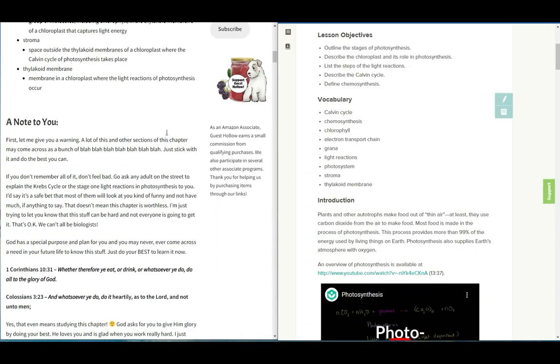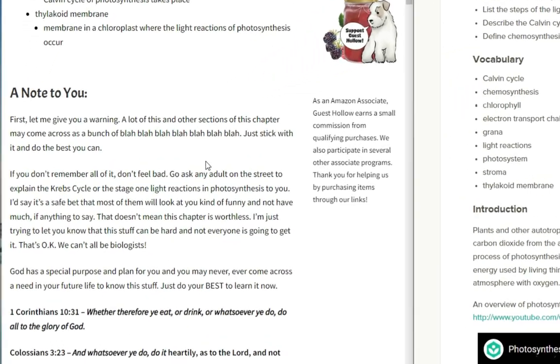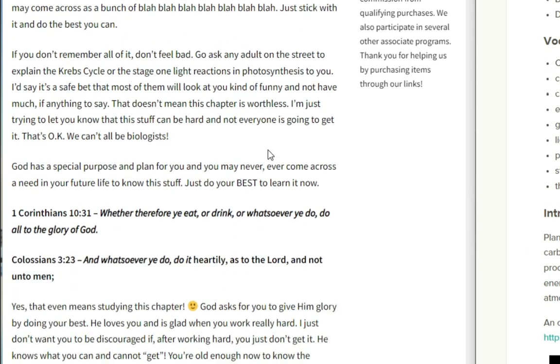That's great. Photosynthesis, sugar is food. A note to you. Let me give you a warning. A lot of this and other sections of this chapter may come across as a bunch of blah, blah, blah. Just stick with it. Do the best you can. If you don't remember all of it, don't feel bad. Doesn't mean this chapter is worthless.